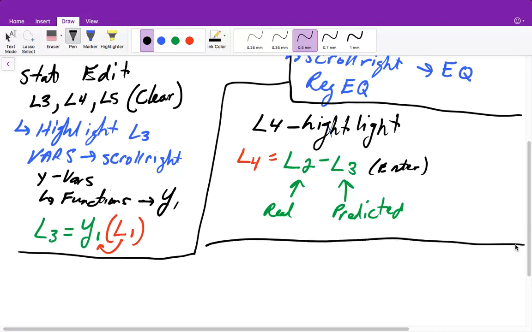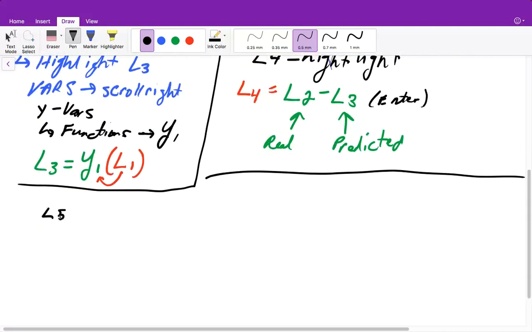Then our next step is we will then go to L5. Same thing, you highlight L5.